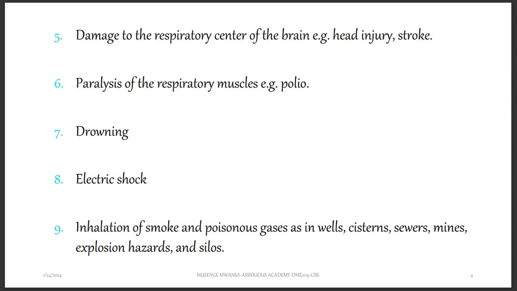Also, paralysis of the respiratory muscles. Maybe when someone has polio, muscles that control your breathing in and breathing out can no longer contract. So that will also cause asphyxia. Also, drowning. Someone is drowning, you might not be able to take in air. You can't breathe in because when you breathe in, it's water that is going in. Also, when you've experienced an electric shock, also when you inhale smoke and other poisonous gases, as well as cistern sewers in mines, explosion hazards, all these things can actually cause asphyxia.